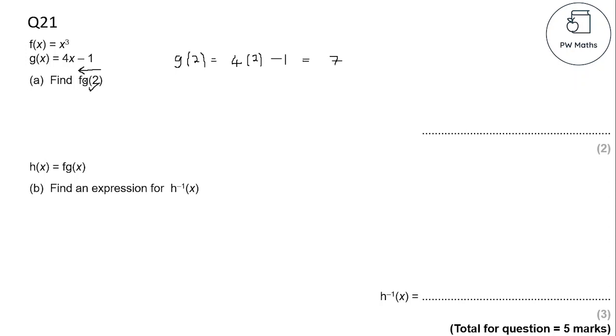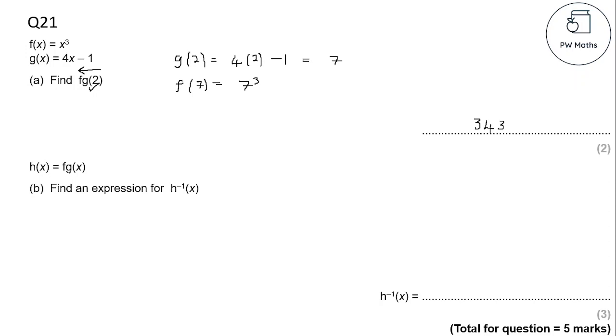Now I need to get that answer and throw it into F. So again, I'll tell the examiner what I'm doing. F of 7 is. Now I'll take that 7 and I'll throw it into x cubed. 7 cubed, 343. For full marks for that question, quite a nice easy one.